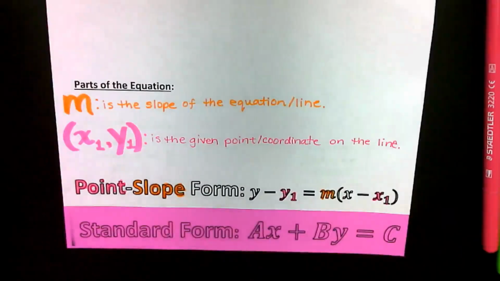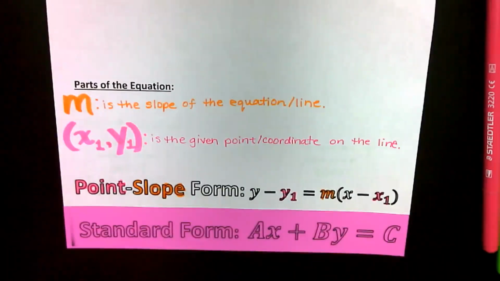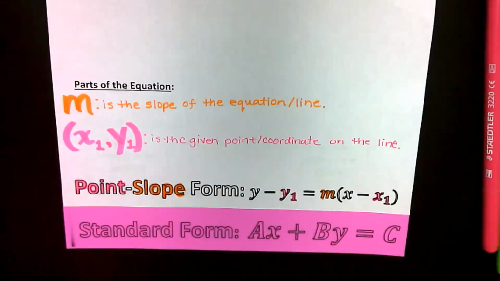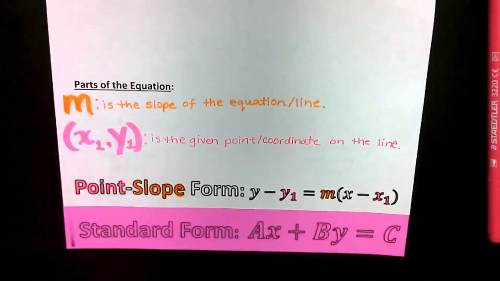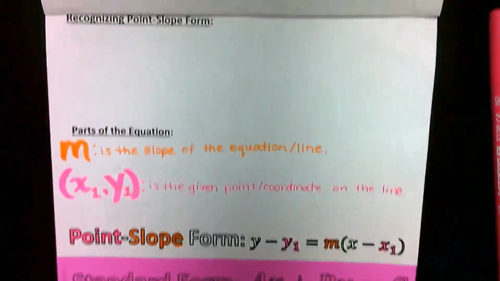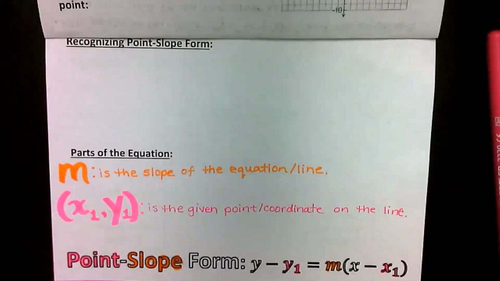Now, this point, it isn't necessarily an x-intercept or a y-intercept. It's simply a random point at this time. And from there, you can continue using it to build up your line. So recognizing point slope form. There we go. Recognizing point slope form.